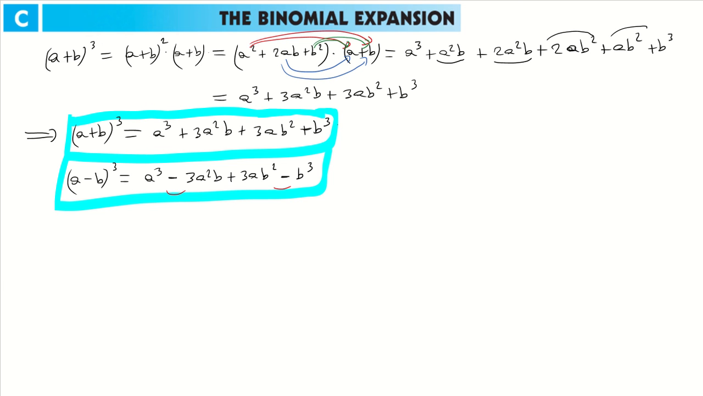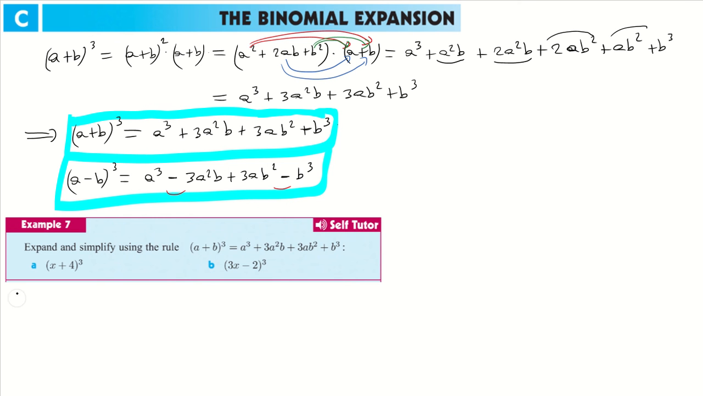Okay, let's now do the example. Example 7. (x + 4)^3. So we have a plus. We use the first expansion law here. So the a is x and the b is 4. So we get a^3, which is x^3, plus 3 times a^2, which is the x^2, times the b, which is the 4, plus 3 times x times b^2, which is 4^2, plus b^3, which is 4^3.